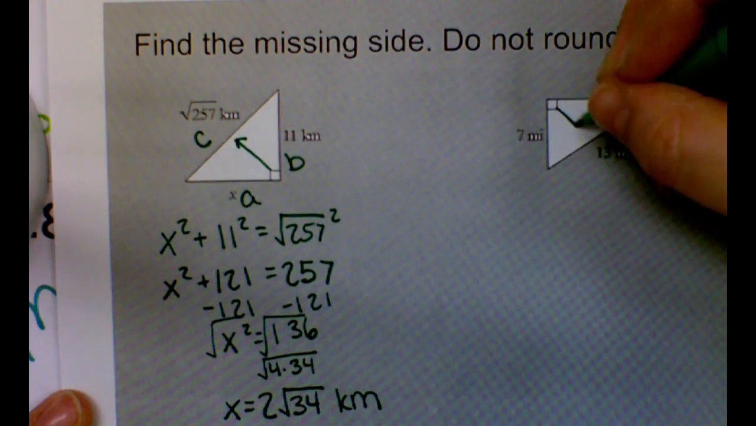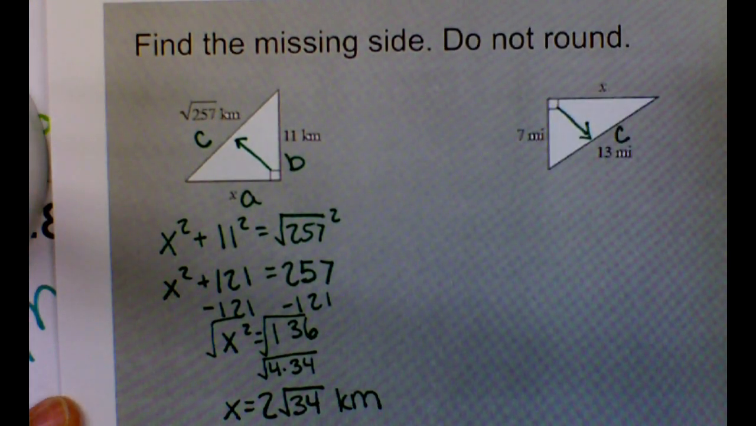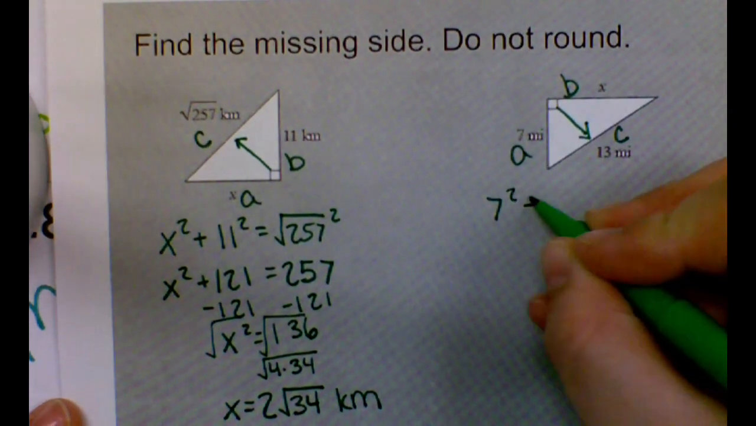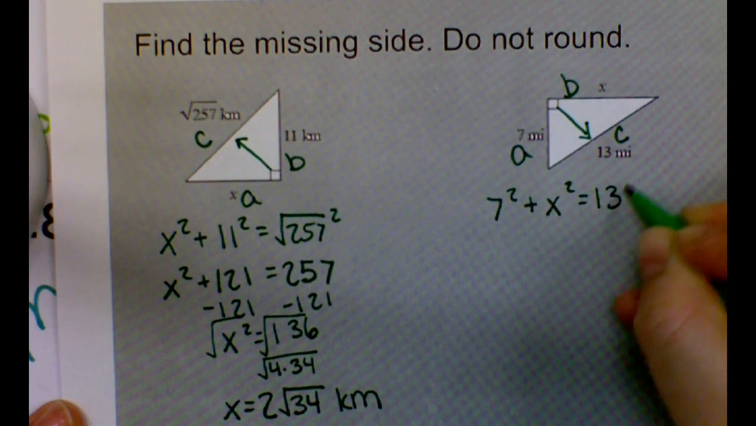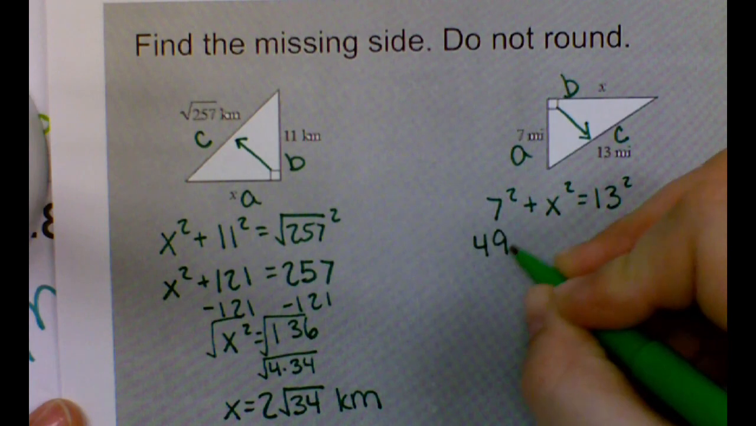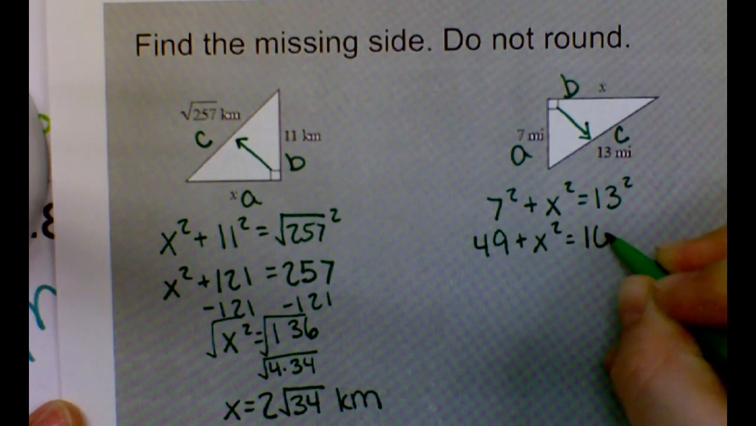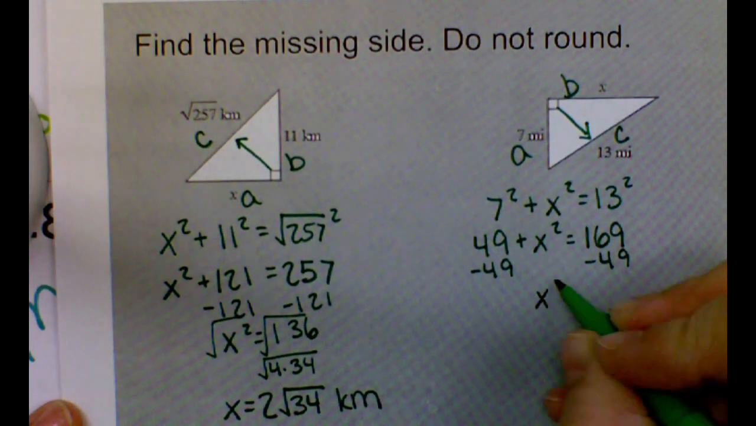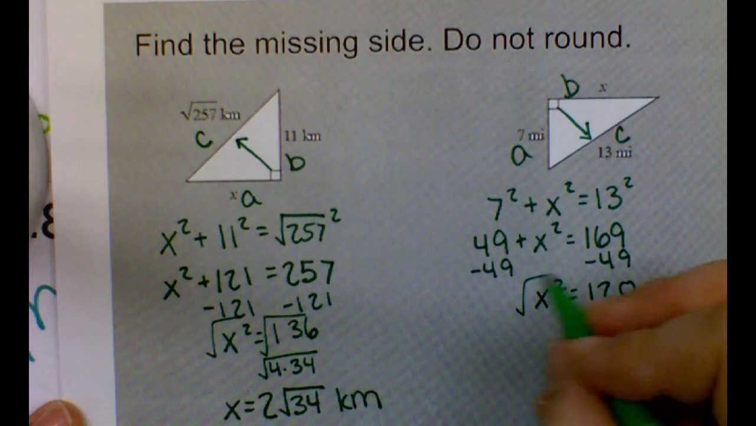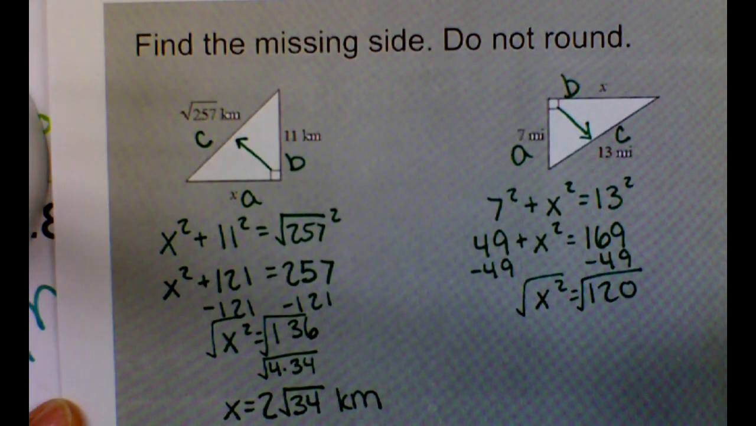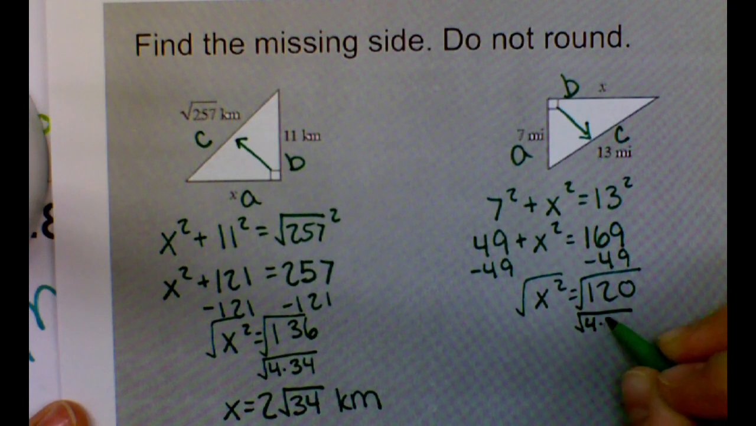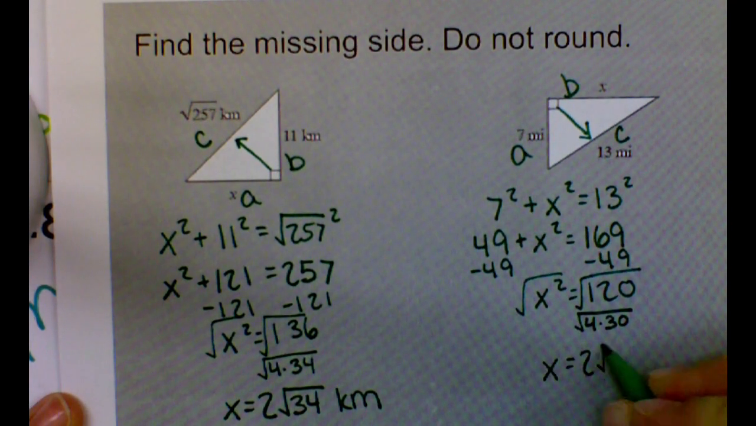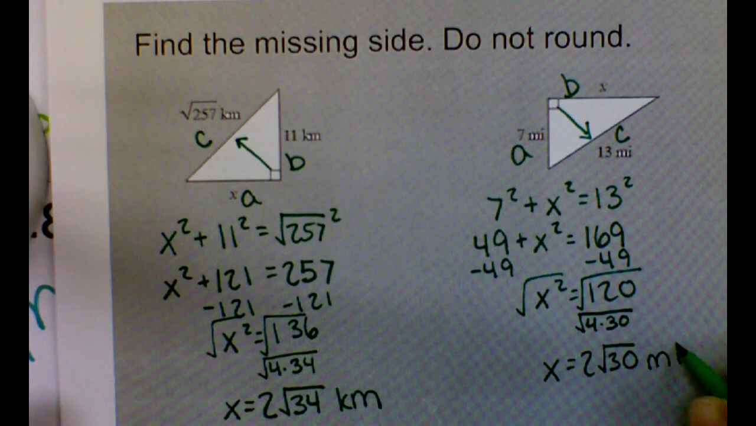For this one, identify the hypotenuse. C is 13 in this case. A and B doesn't make a difference. We can flip-flop them. So I take 7 squared plus X squared equals 13 squared. 7 squared is 49 plus X squared equals 169. Subtract my 49 over. I get X squared equals 120. Take the square root. Can I break down the square root of 120? Yes, I can. It is 4 times 30, and 30 does not break down any further. So my X value is 2 square root 30, and make sure to label it miles.